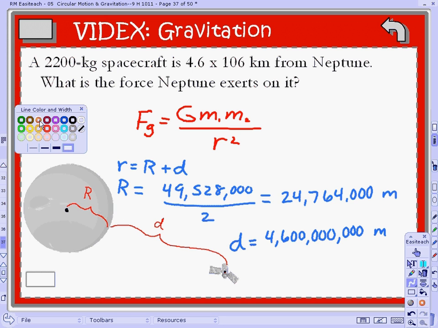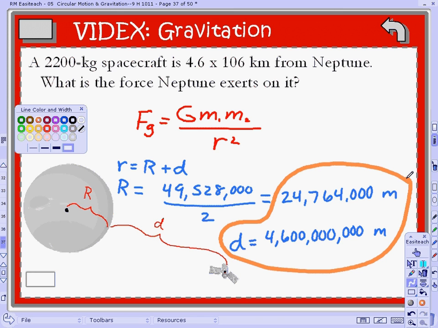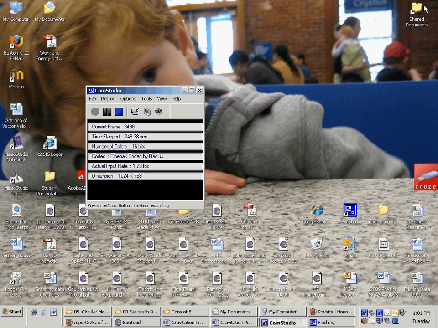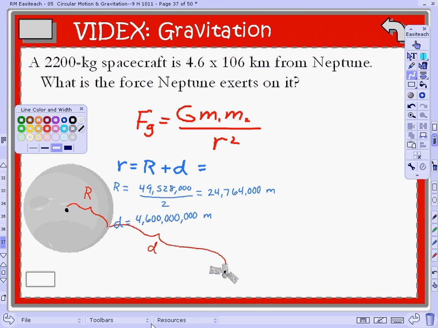I've got these two numbers, and I'm just going to add up these two numbers now to get my overall r, and I'm going to pause this and do a bunch of shrinking and moving. So I clean this up a little bit. When you add up those two numbers, you get 4,624,764,000 meters. That number goes into the equation for r, but you have to square it.